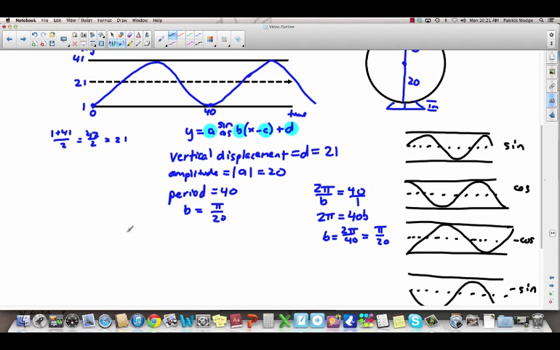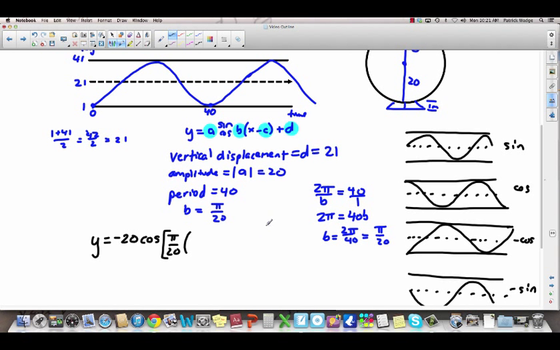So let's start filling stuff in. I know we haven't talked about the C value yet, but let's start filling stuff in. We have y equals A. We said A was 20 or negative 20, because remember, amplitude is the absolute value of A. And we want to have a negative cosine graph. So it must be negative 20 cosine. Then we put in our B value, which we know is pi over 20.